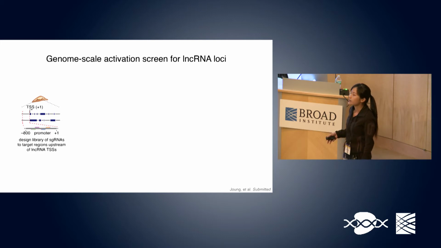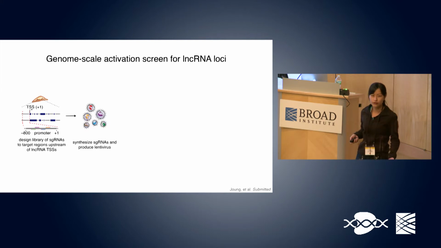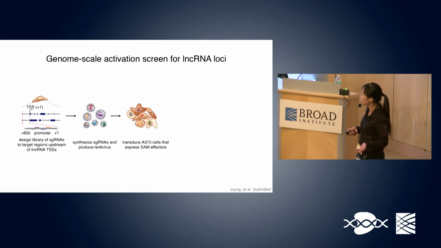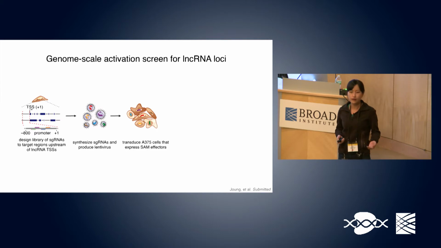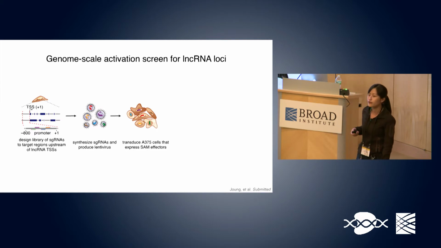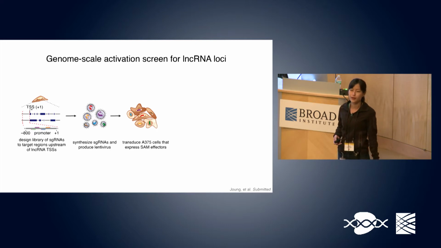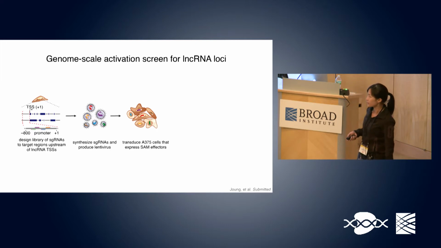And so to address this challenge, we developed a genome-scale activation screen for studying lncRNA loci. We designed a library of sgRNAs targeting over 10,000 different lncRNAs and packaged it into lentivirus, then transduced it into A375 cells. A375 cells are BRAF V600E mutant cells. The V600E BRAF mutation is found in many different melanomas and is sensitive to the BRAF inhibitor vemurafenib. However, resistance quickly develops, so in our lab we sought to understand the mechanisms behind this resistance.